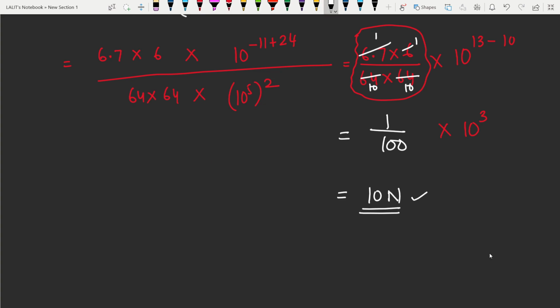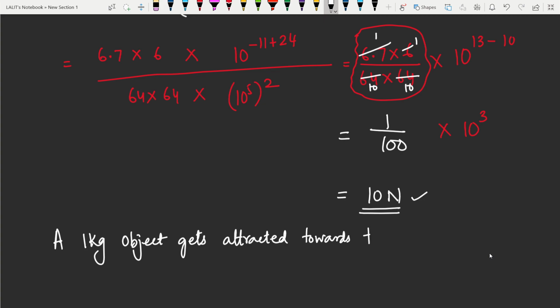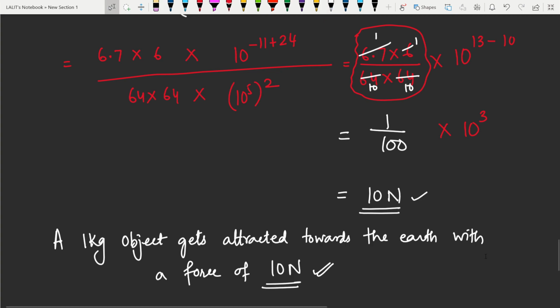So a 1 kg object gets attracted towards the earth with a force of 10 Newton. Now this 10 Newton is a good value. We cannot neglect this 10 Newton. So we can see the object coming down. Okay. So in this way we can do some calculations.